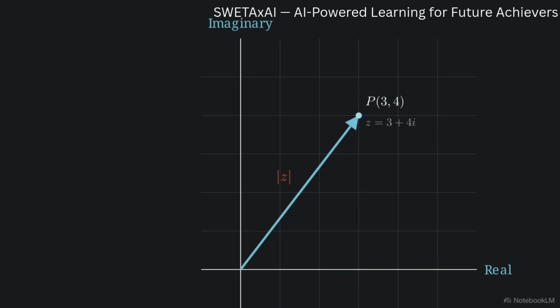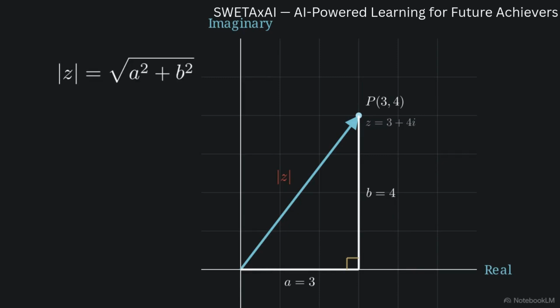The exact physical distance from the origin to this point is called the modulus, denoted as the absolute value of z. Because we are on a standard coordinate grid, we calculate this distance using basic geometry. The vector forms a right triangle with a horizontal base of 3 and a vertical height of 4. By applying the Pythagorean theorem, the length of the hypotenuse, our modulus, equals the square root of a squared plus b squared. Plugging in our specific values gives us the square root of 9 plus 16. The modulus is exactly 5.